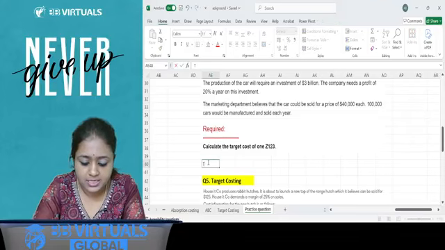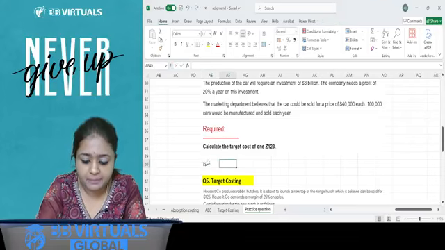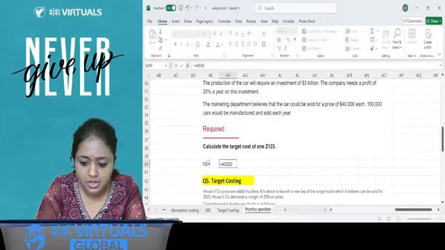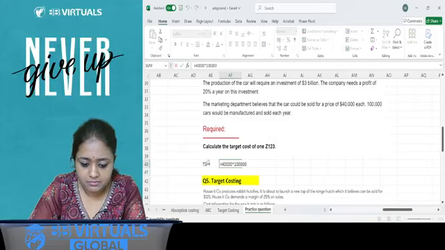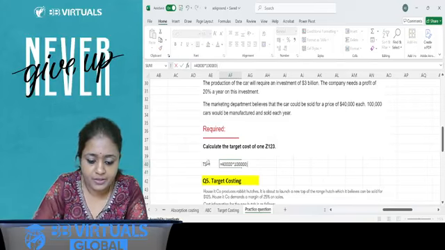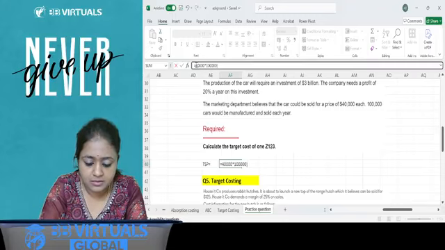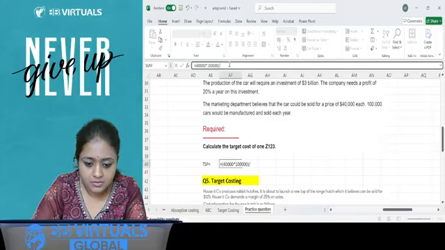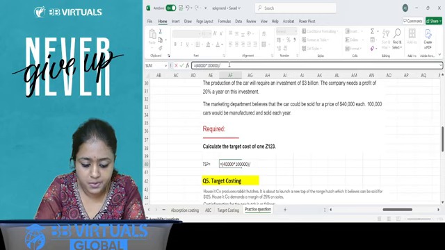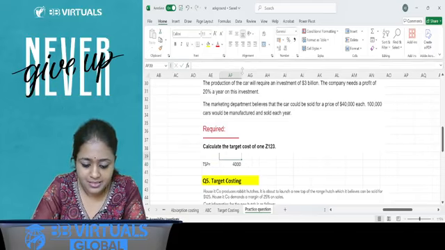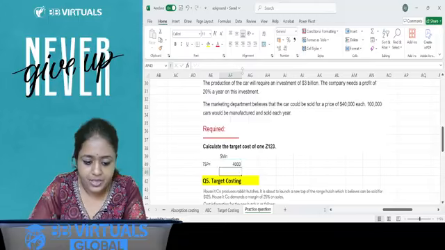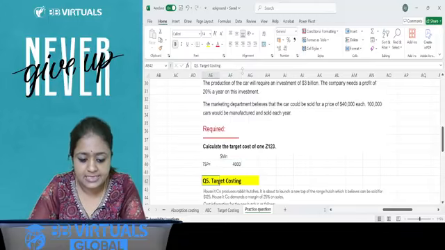So here, what is the TSP? My target selling price will be 40,000 multiplied by 1 lakh. I'll do one thing. I'll keep the figures in millions. Million is 10 lakhs, so I'll divide it by 10 lakhs. This is your exam question. So I'll write here $ million. Okay, your target selling price is this.